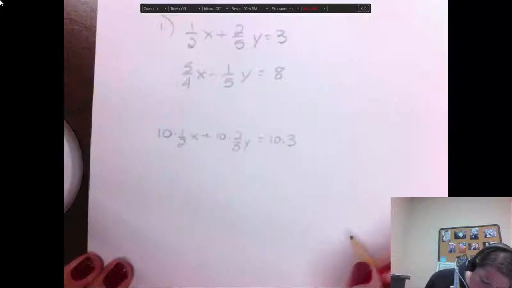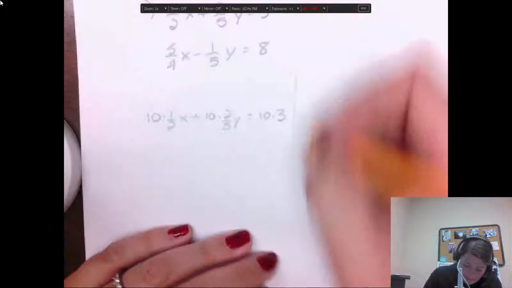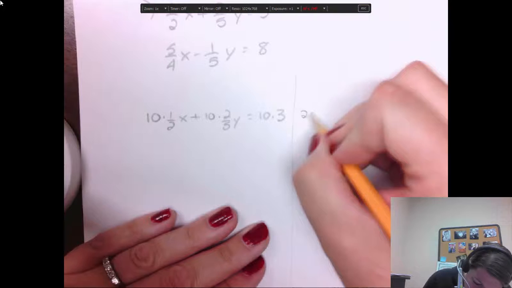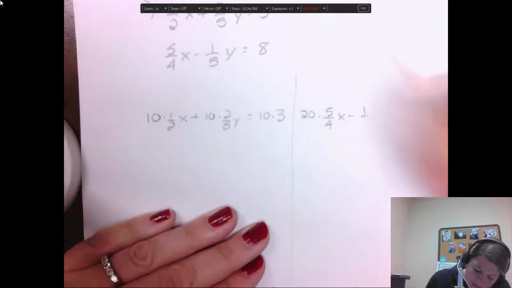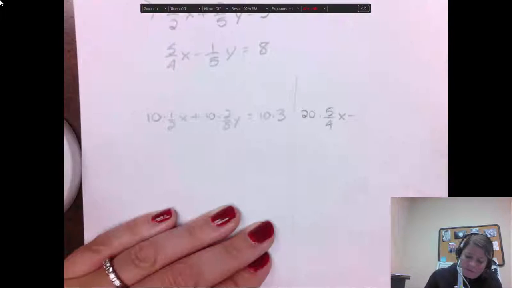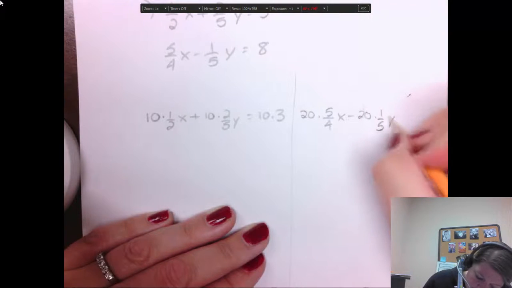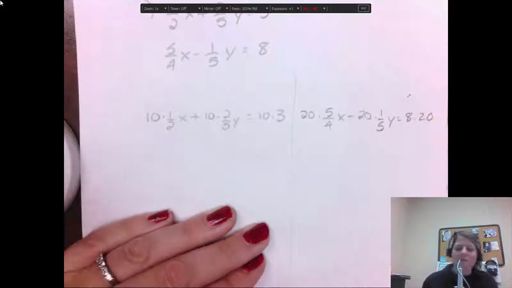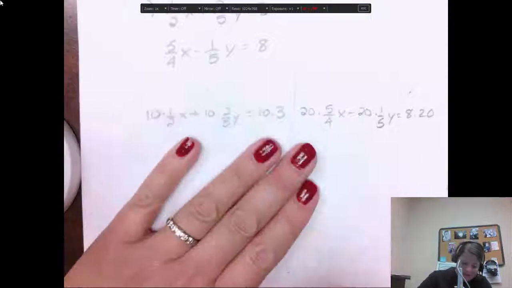But here's our 20. So I'm going to multiply the second equation by 20. On the second equation, I'll do it over here. I would have 20 times 5/4 x minus 20 times 1/5 y equals 8 times 20. Okay, so those are both of my equations. Now I just need to solve them. They'll be in a much prettier form for me to solve the system of equations and go from there.